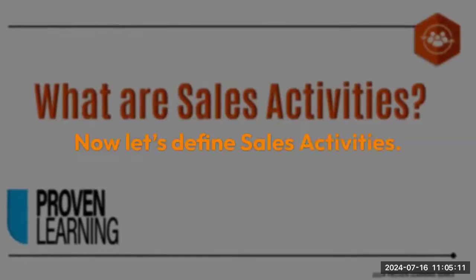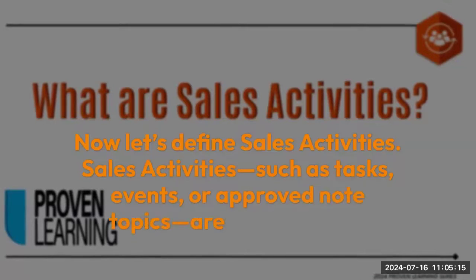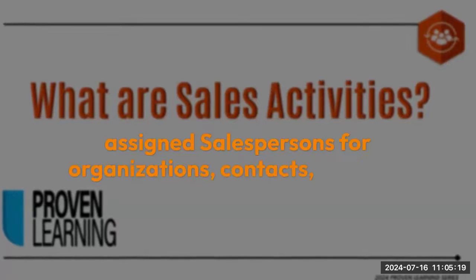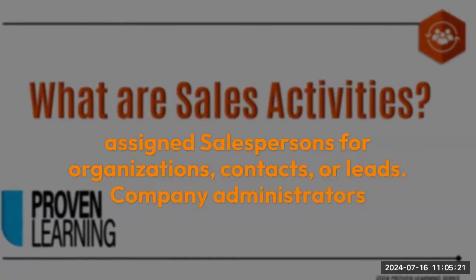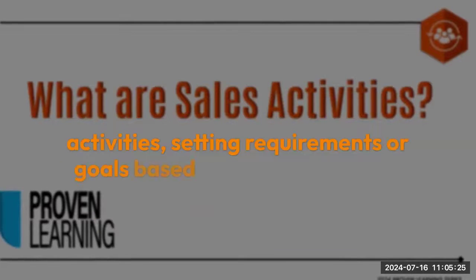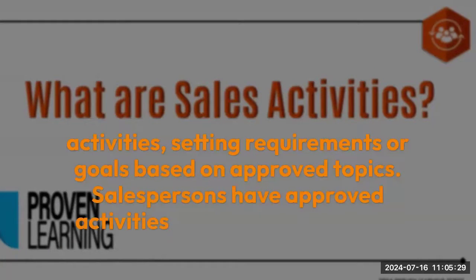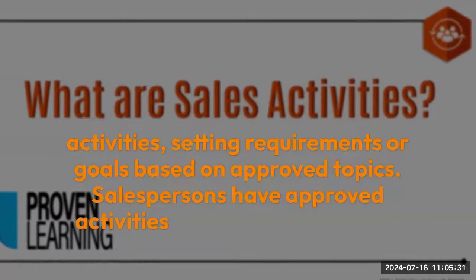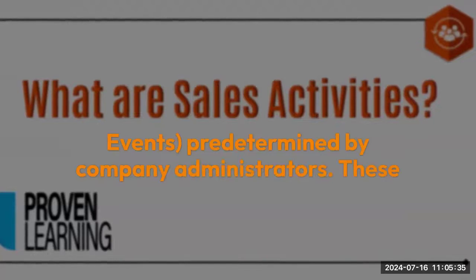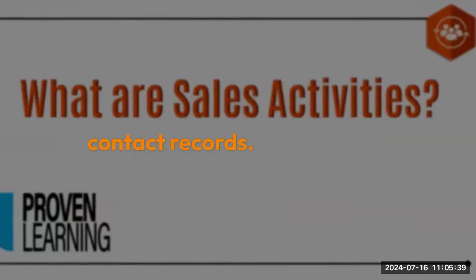Now let's define sales activities. Sales activities such as tasks, events, or approved note topics are completed by assigned salespersons for organizations, contacts, or leads. Company administrators predetermine most of these activities, setting requirements or goals based on approved topics. Salespersons have approved activities, note topics, tasks, or events, predetermined by company administrators. These activities have time thresholds for completion on organization or contact records.